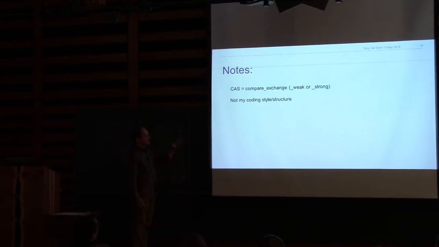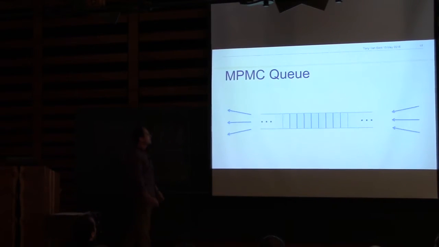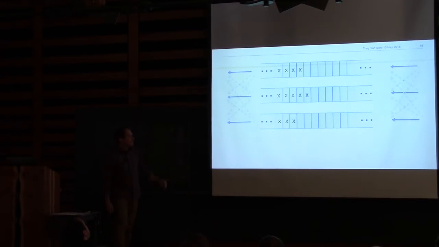In my code, I'm going to cram a lot of code on the slide, so I'm not going to spell out compare exchange. I'm going to call it CAS because that's what it used to be called, compare and swap. So this is not really indicative of my coding style. It can get kind of ugly. But anyhow, we're going to talk about this multi-producer, multi-consumer queue. So you have a bunch of threads pushing to the queue, and a bunch of threads can pull items from the queue.